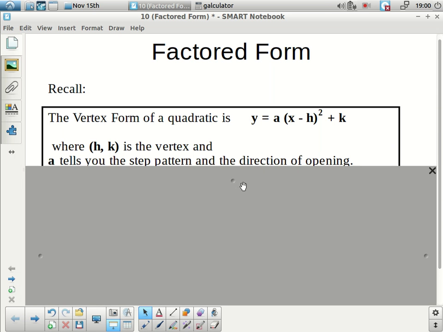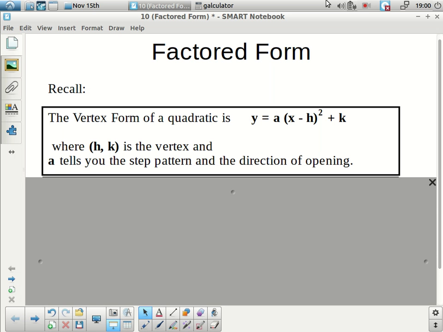So this is the first form, right? A couple weeks ago, we started looking at vertex form, and the equation is y equals a(x minus h) squared plus k. As you recall, the information we can get from this is the vertex, which is (h, k). And the a value tells us what the step pattern is, and it tells us if it opens up or down.